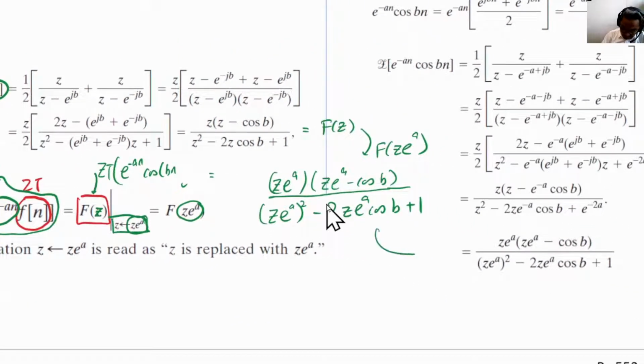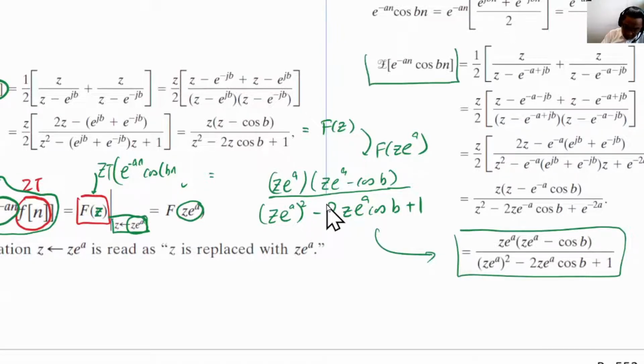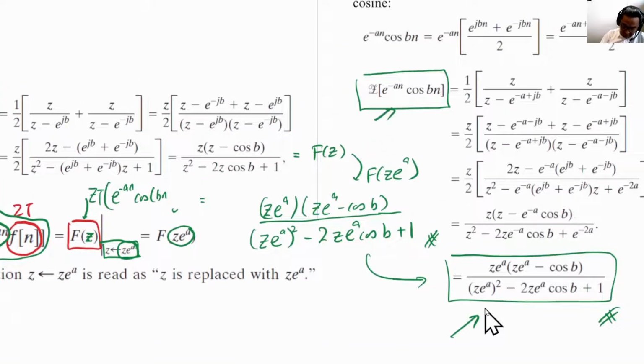minus 2 z e^a cosine of b plus 1. Let's compare. This expression is the z transform of e^(-an) times cosine(bn). So it looks exactly the same. And now we want to check how did we arrive at this from the beginning.